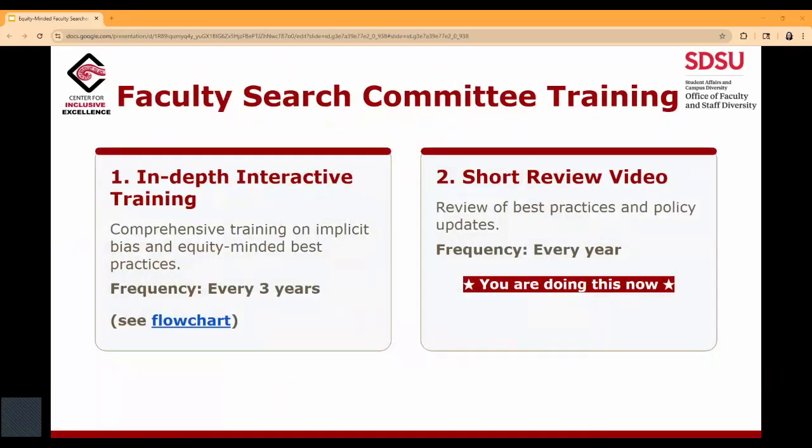Regarding faculty search committee training, there are two components. The first is a full-length training that must be completed every 3 years. You have a couple of options for ways to satisfy that, and we have a graphic that walks you through which one you should do at which time. The second component is a short review that must be done each year that you participate in a search. That is this video. So by viewing this video, that means you're completing this component of your search committee training.